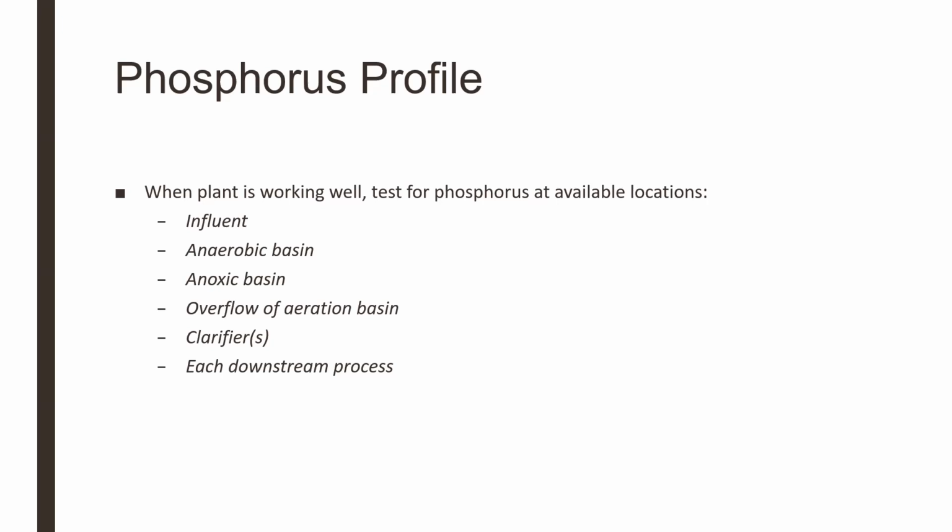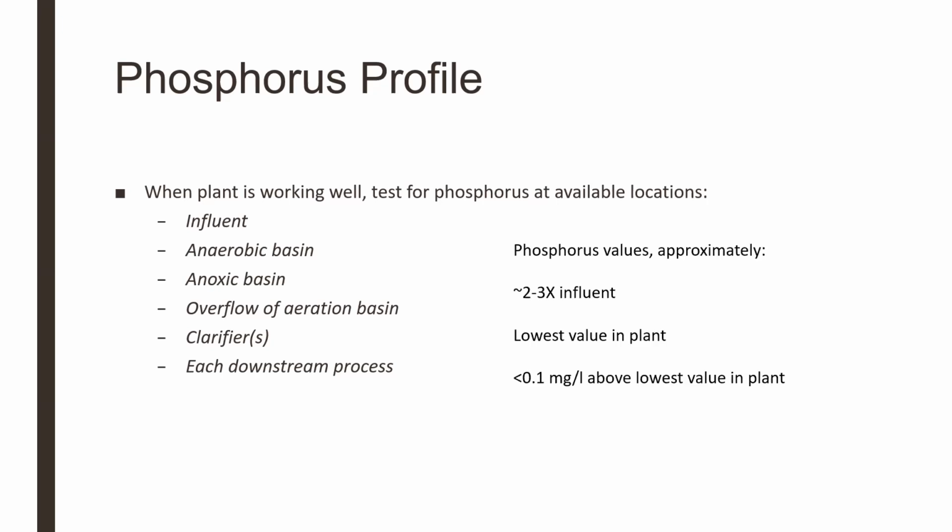Again, we're looking at locations where potential settling of solids could occur, any suspended solids that are getting past your clarifiers, and release phosphorus back into the water column. So when we're looking at the phosphorus values, approximately, each plant is going to be different.